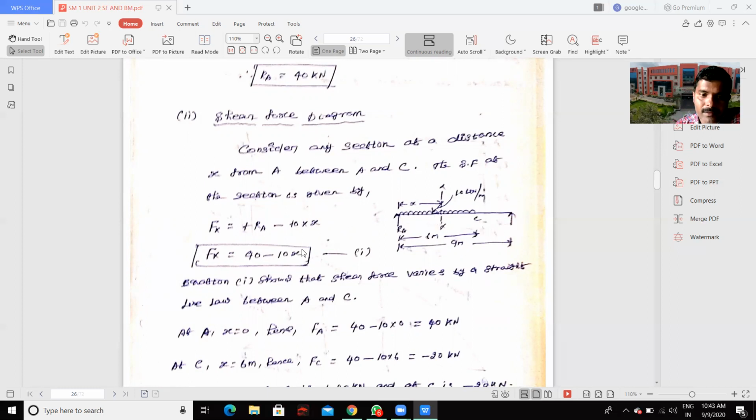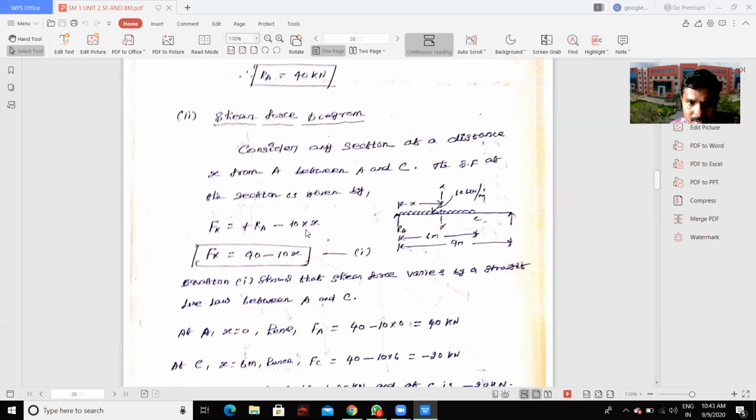You know that, right? So now consider any section at a distance of x from A between A and C. The shear force at the section, F of x, will be equal to the sum of the forces acting on the left side. So RA is acting, then the load is acting, minus 10 into this distance x. So minus 10 into x.